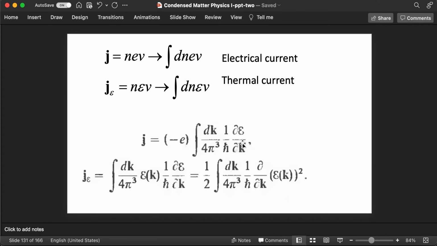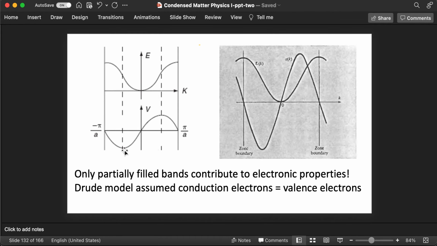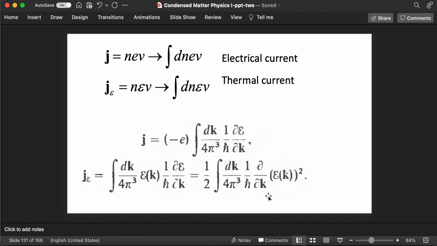But I'm now integrating dE by dk. So I'm now integrating this shape over the first Brillouin zone. Automatically you will understand that this will be 0. That integration will be 0. This integration will also be 0. So this follows from a theorem that if I have a periodic function and I find out its derivative, then the integral of the derivative over the first Brillouin zone will be 0.